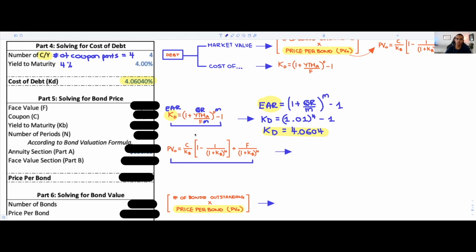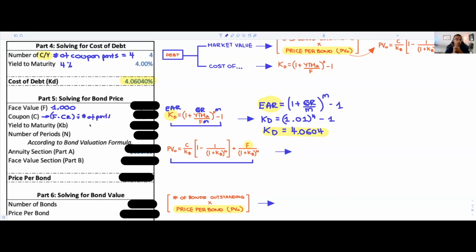Now, if we go back to our prompt, we've identified C, we've identified KB, we've identified all those good things. Let's go ahead and do it again. In the question, they told you that the face value of the bond is $1,000. So you know that the face value is equal to 1,000. We also know the coupon. What is a coupon? Well, the coupon is going to be easy. It's going to be F times the coupon rate divided by the number of payments.